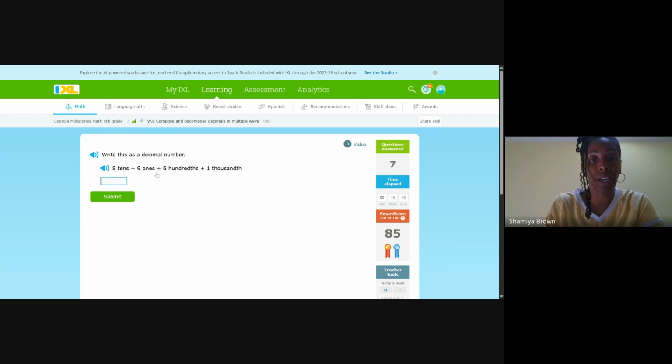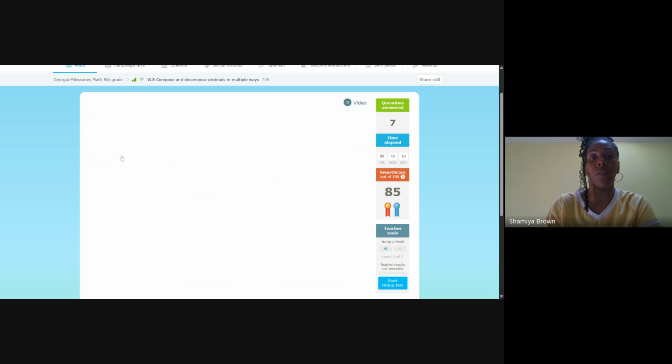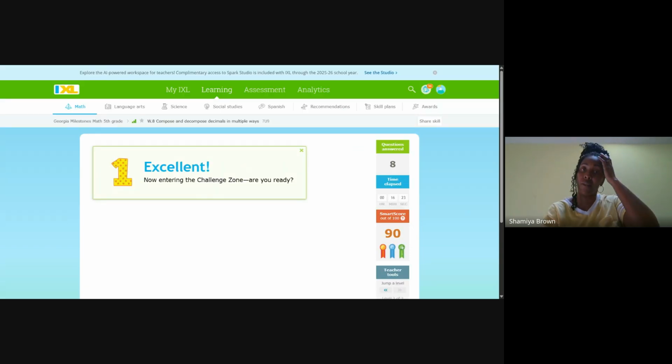8 tens plus 9 ones plus 6 hundredths plus 1 thousandth. So 8 tens and 9 ones would be 89. I'll just do that. 89. And then my decimal comes next. And I don't have anything showing in the tenths place, but I have the hundredths represented and the thousandths represented. So there's a 0 in the tenths place, 6 in the hundredths place, and a 1 in the thousandths place. So that would be 89 and 61 thousandths. All right, so that's it for that one.